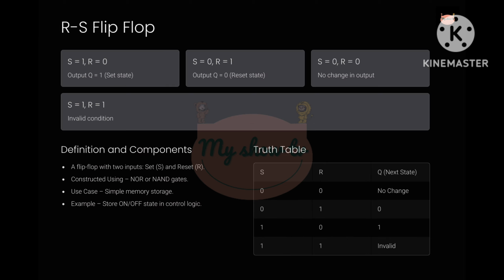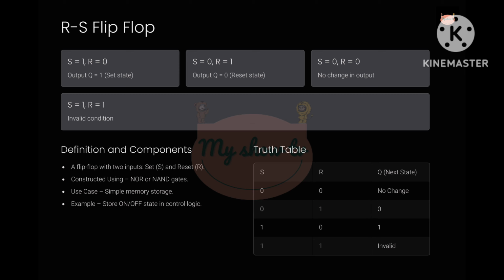Slide 4. RS flip-flop. Now, let's move on to sequential logic, starting with the RS flip-flop. RS flip-flop has two inputs, S set and R reset. It has two outputs, Q main output and Q inverted output. It is constructed using NOR or NAND gates. It's the most basic memory element, stores 1 bit.